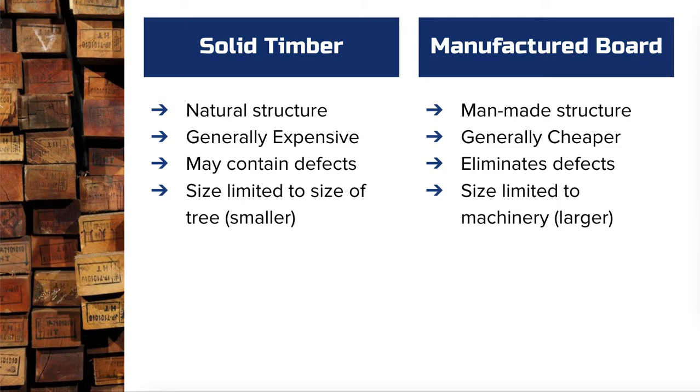Basic understanding, solid timber versus manufactured board. You're probably very familiar with solid timber. It is a natural structure. It is a tree that's been chopped down and it's now a solid board or solid timber piece. It can have defects, probably has defects, and those defects could be things like knots, insect or fungal attacks. It could even be defects from seasoning.